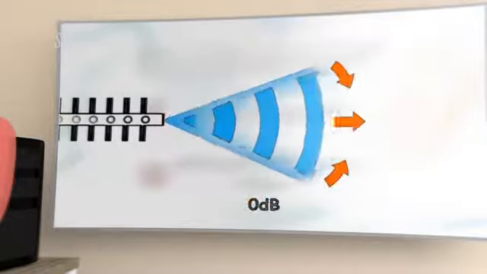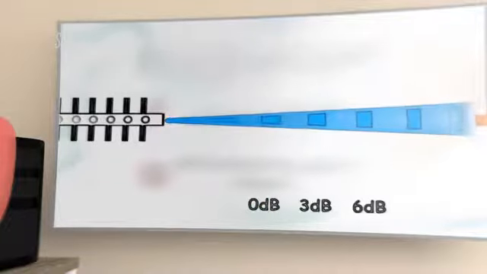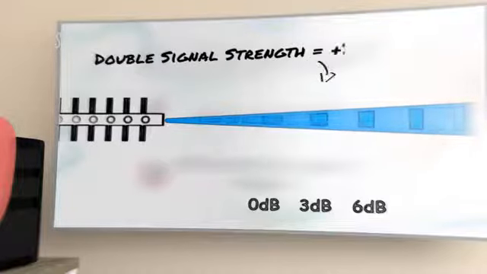We describe the gain of an antenna in decibels. Each time the signal strength doubles, the gain in decibels increases by 3. But how can we describe the pattern of the beam? There are two ways to describe the radiation pattern. If we draw a graph of signal strength against direction, we get something like this.